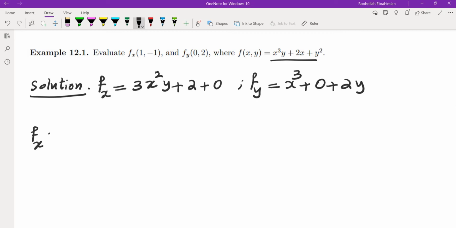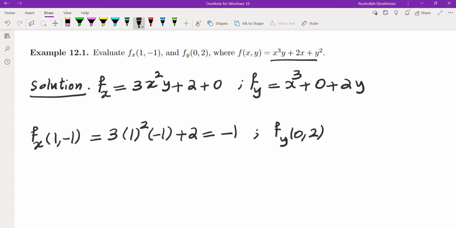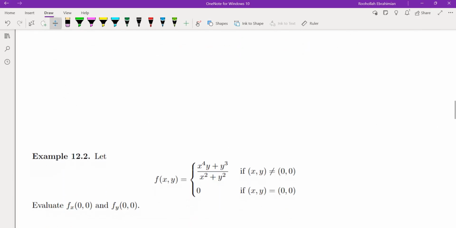Now we are going to plug in 1 comma negative 1. We are going to get 3 times 1 squared times negative 1 plus 2. So that would be negative 1. F sub y at 0 comma 2. We are going to put 0 for x and 2 for y. So that would be 4. Okay, so let's move on to another example.